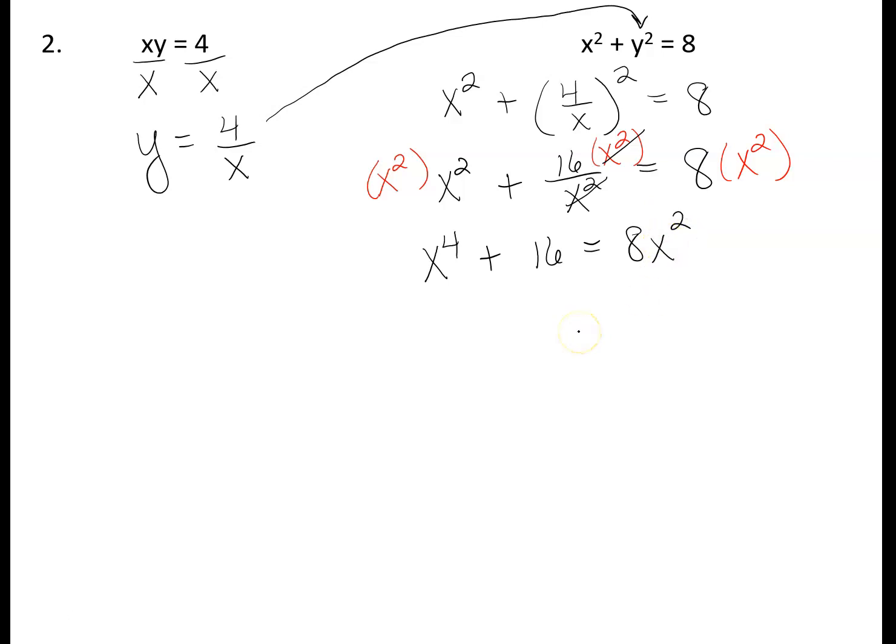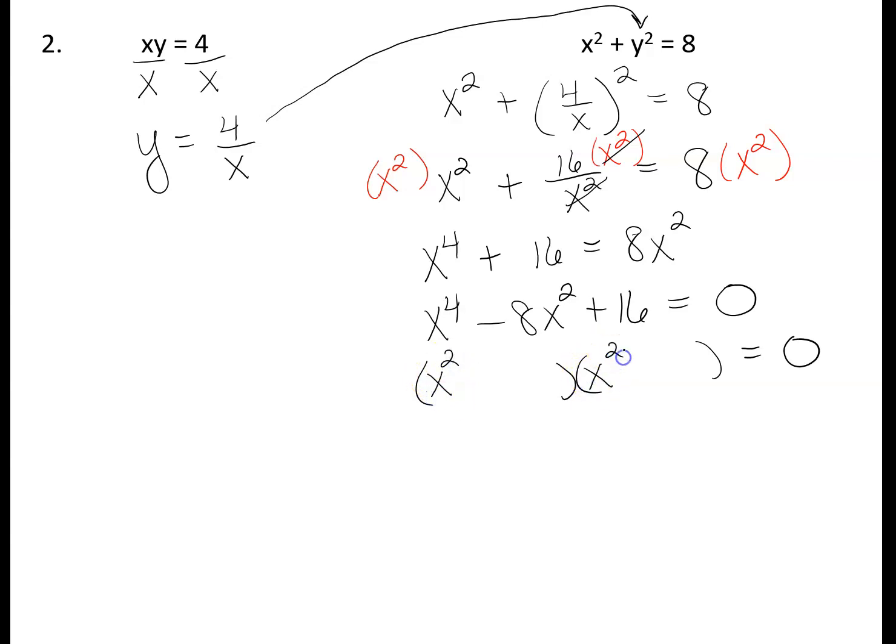Let's go ahead and move that 8x squared over. So we've got our x to the 4th minus 8x squared plus 16 equals 0. So we've got a trinomial. We're going to try to factor it. Now it's a little different than what we're used to. We usually have an x squared in front, but if you've got x to the 4th in front and an x squared in the middle, the only difference is instead of putting x and x, you're going to put an x squared and an x squared.